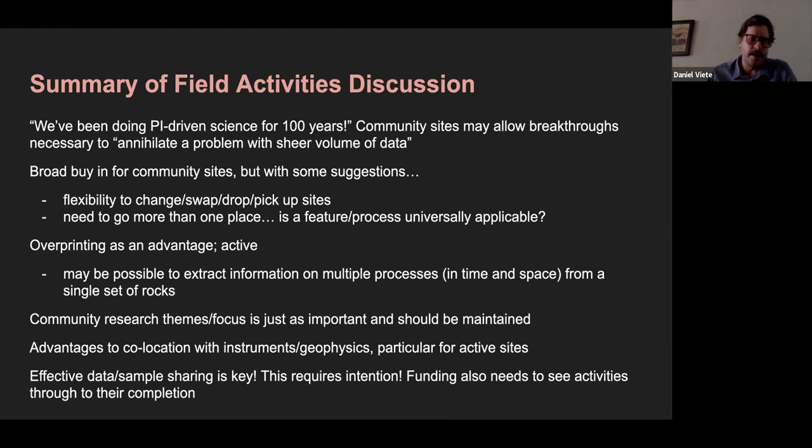Another thing that was brought up is that effective data and sample sharing is going to be key here, and it requires intention. So in order for everyone to be studying the one system, people need to be able to share what they're finding and share the samples that they're taking. And then there was also a suggestion that funding needs to see activities through to their completion. There were some suggestions that in previous programs, things were half done. And so there needs to be some planning in that sense.